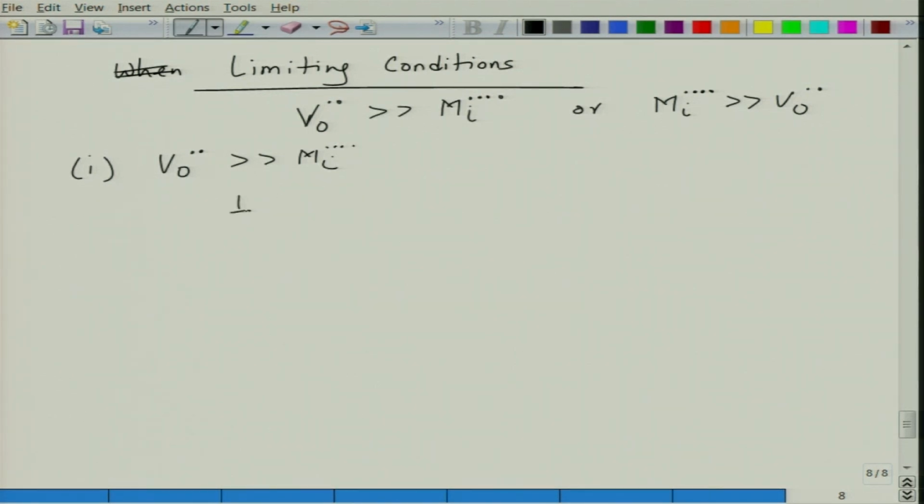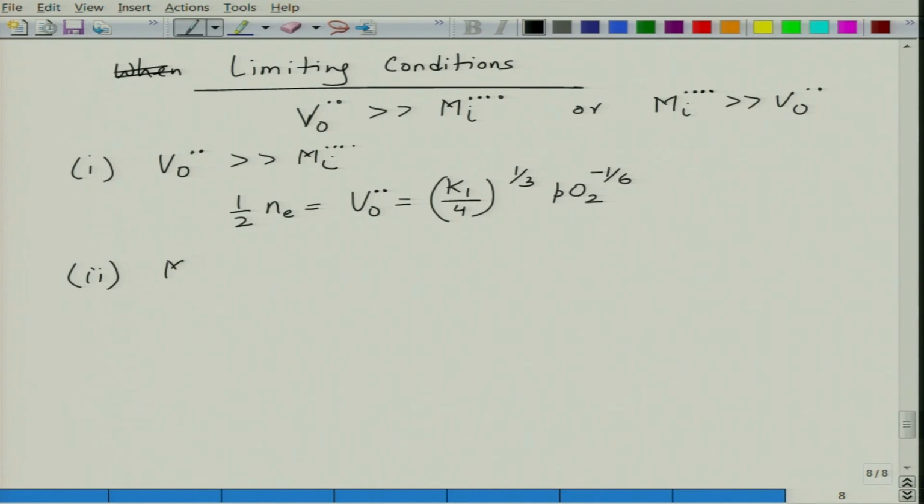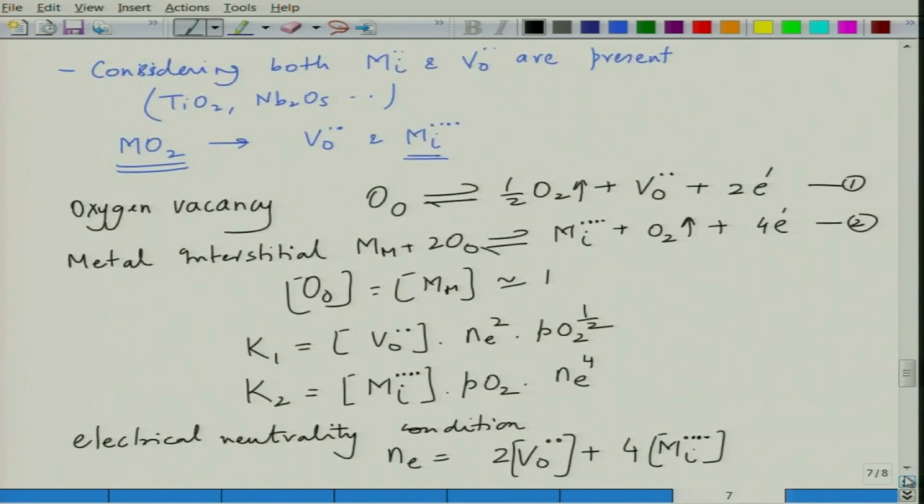then this is simpler. We can write this half Ne is equal to VO is equal to K1 divided by 4 to the power 1 by 3 into P to the power minus 1 by 6. This is straightforward. This you will have to work out a little. When Mi is greater than VO, then Ne is equal to 4 Mi. Okay. So, Ne is equal to 4 Mi, you will have to substitute it there.